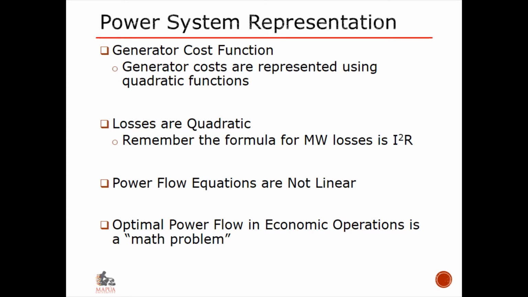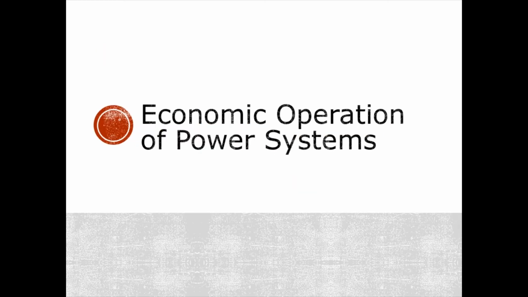Losses also are quadratic. Remember that the formula for megawatt losses is I squared R, so that in itself is already quadratic. Power flow equations, particularly in our AC power system, are not linear. So technically, optimal power flow and economic dispatch is a math problem that is of a quadratic representation. Let's move on to discussing what is really economic operation of power systems.